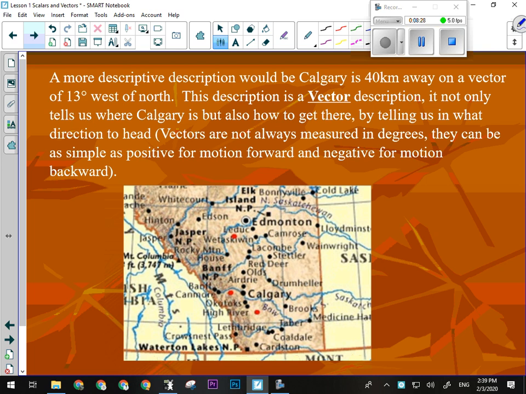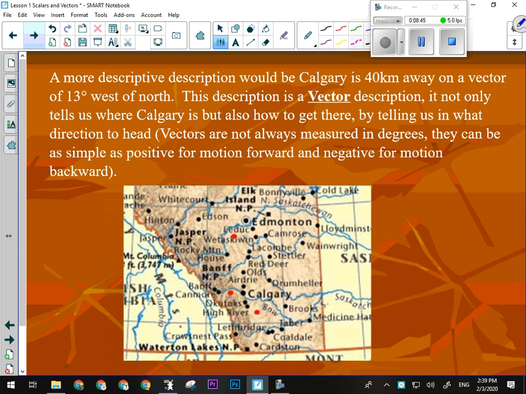All right, so now our vectors are not always measured in degrees. They will be a bit when we start getting into those kinds of vectors. Sometimes they're just positive or negative, like you used in Science 10, right or left, up or down, things like that. But we will get into the compass directions shortly.